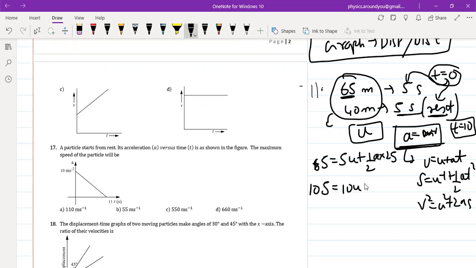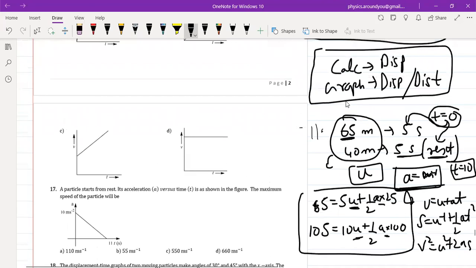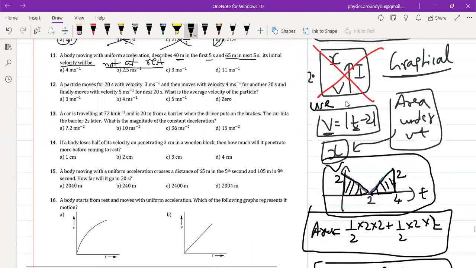So you have 10u plus half a into 100. You get two equations having two variables. One is u, the other is a. Using your 10th standard linear equations strategy, you can eliminate and find out the value of u. So there goes the question. That is as easy as it can get. But I have also warned you of the conceptual niggles, right? Now that is question number 11. Now question number 12.